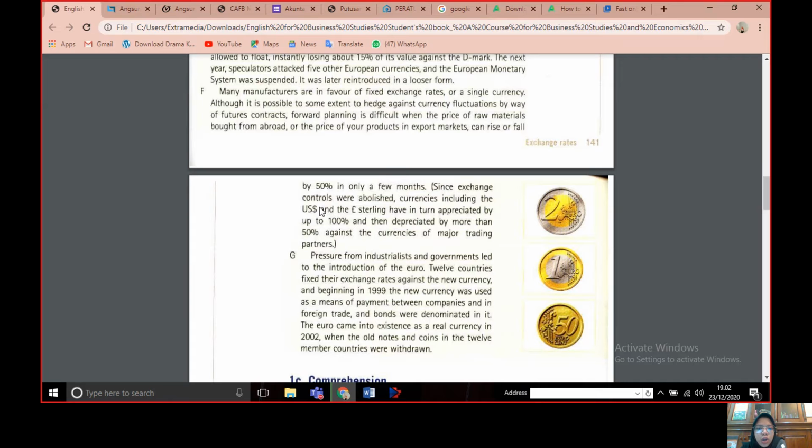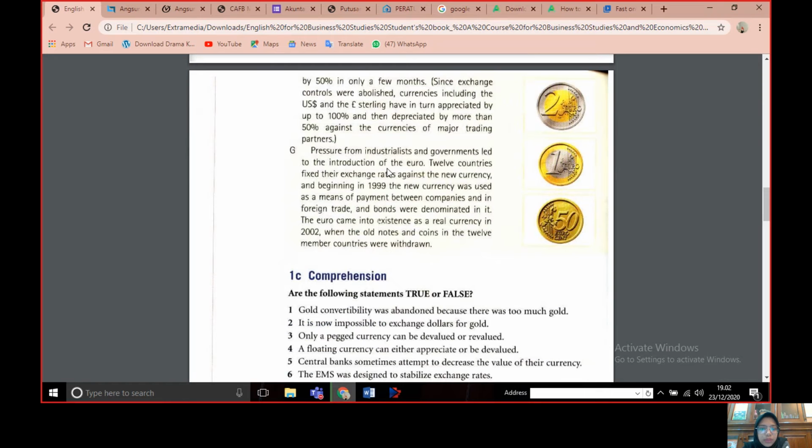Since exchange controls were abolished, currencies including the US dollar and the euro have fluctuated. Sterling has in turn appreciated by 100% and the index price by more than 50% against the currencies of my major trading partners.